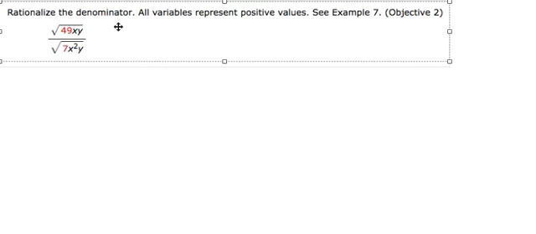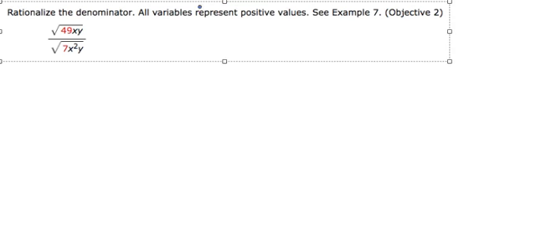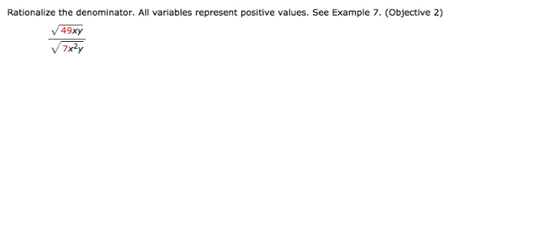All right, we want to rationalize the denominator of this expression, which means we want to get the radicals out of the denominator. Now, there's not two terms. There's only one term in the denominator, so we can do this by multiplying by the radical that you see in the denominator over itself.